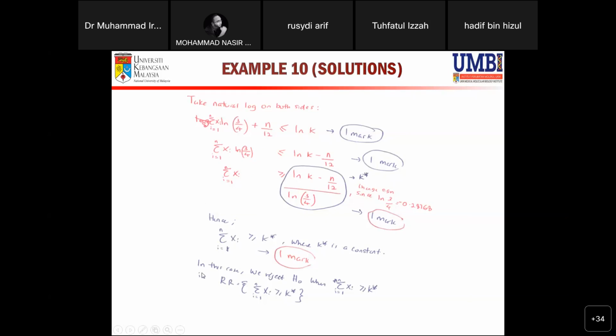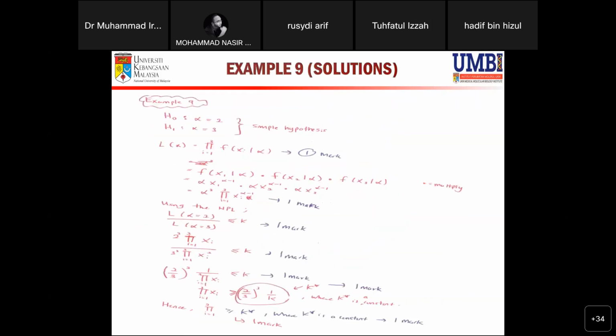Or you can state it differently. You can say that we reject H0 when the sum of xi is more than k star, i.e. the rejection region is given by the elements within the set here. It's equivalent, so whether you state this one or this one, you will get the additional mark.